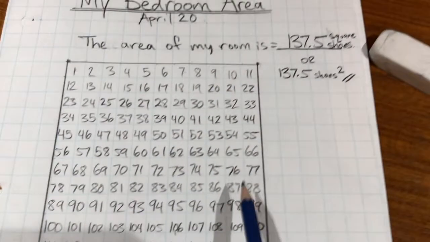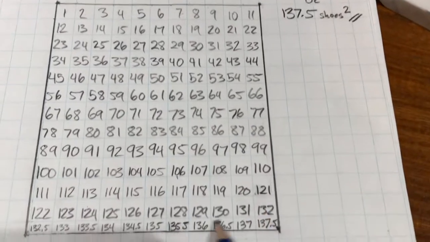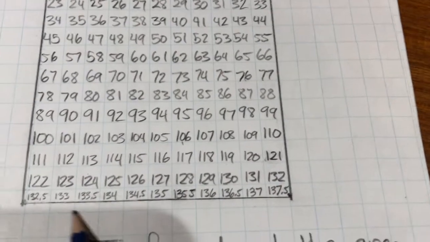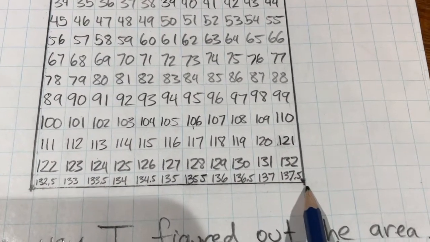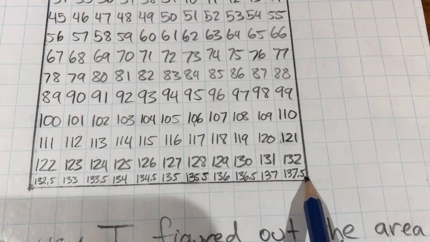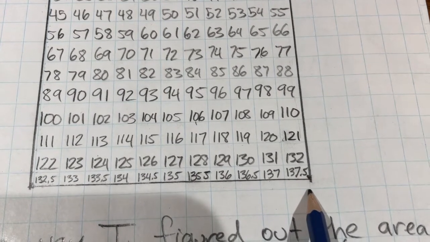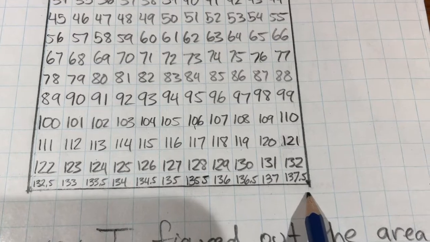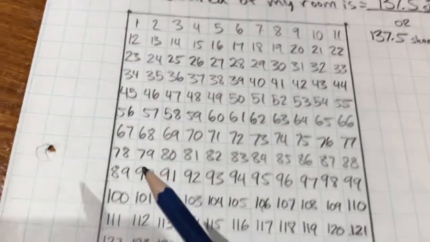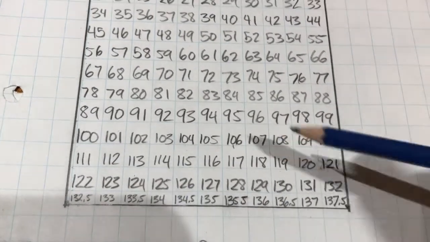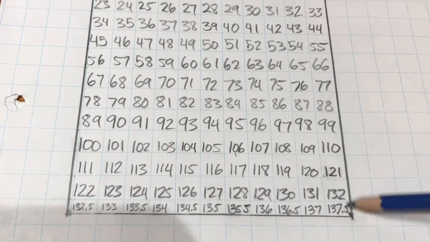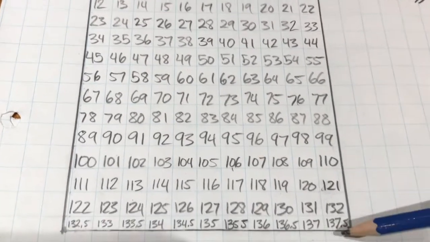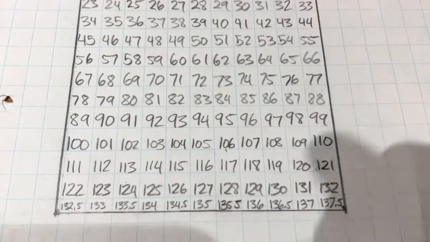So if you have those halves, it can be a little bit tricky. If the halves and the decimals are too tricky to figure out, then just either make the room a little bit bigger so that you go to the next whole number. Instead of 12 and a half shoes, I could have made it 13 shoes. Or shrink it down a little bit so that it would be without the decimal, either way, making it bigger or smaller. Okay, so that is the challenge for the area of measuring your space.